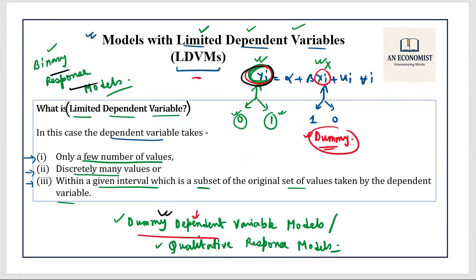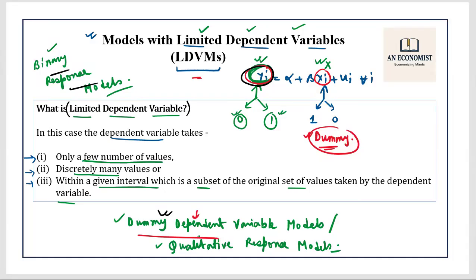If you haven't watched that video, please check it out first because that is the absolute foundation. Before going to Logit and Probit models, you have to understand what a limited dependent variable model is and what its limitations are. We discussed this in our previous video. So I'm just taking you through what we have done, and then we'll enter into today's video, right?